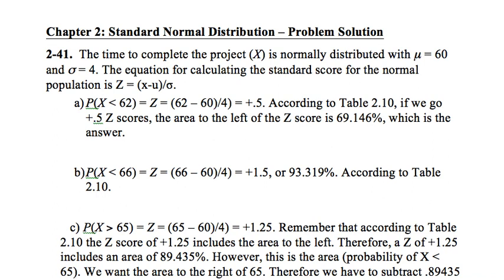So for problem 41, it states the time to complete a project X is normally distributed with a population mean of 60 and a standard deviation of 4, and then it states basically how to come up with a standard score or Z value. Since we're dealing with the population mean, it is simply the value for a random variable X minus the population mean divided by the standard deviation. So this is for a population, with known parameters of that population.